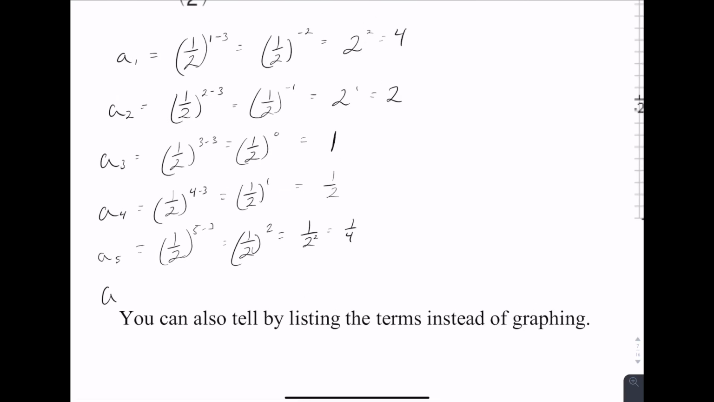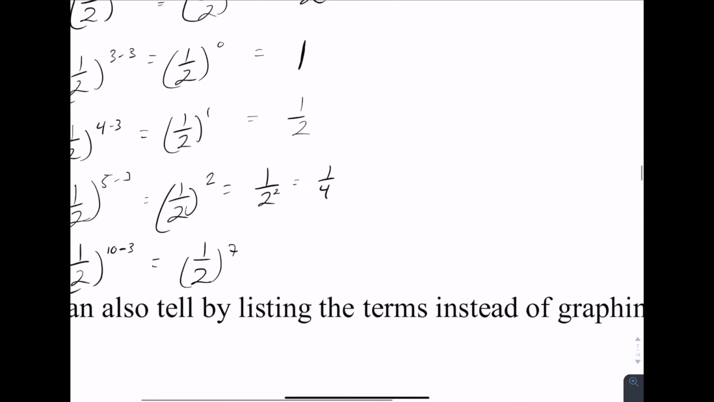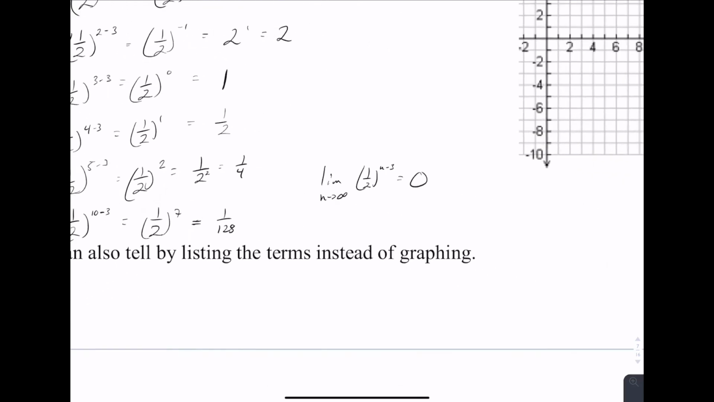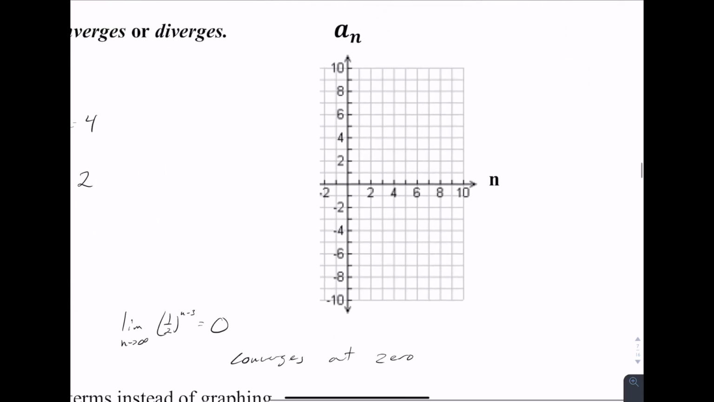Well, let's just skip ahead to a10. Let's see what happens. So 1/2 to the 10 minus 3, that gives us 1/2 to the 7th power, which when calculated gives us 1 over 128. Yeah, that's a really small number. We can guess that as we get closer, that's going to get infinitely small, which means it goes to 0. So this would be the limit as n goes to infinity, so that means you're going forever, of 1/2 to the n minus 3, that actually eventually goes to 0. So this converges at 0.